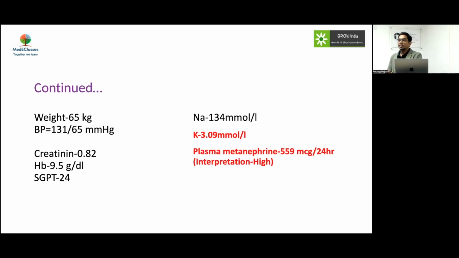The treating physician had done a plasma metanephrine level that was high, which was 559 microgram per 24 hour, and the normal level is 24 to 95 microgram per 24 hour. As you are seeing, it is a sky high level. So the question is, is it pheochromocytoma?